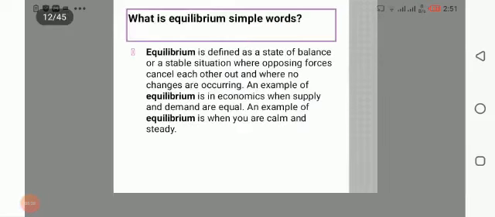What is equilibrium in simple words? Equilibrium is defined as a state of balance or a stable situation where opposing forces cancel each other out and where no changes are occurring. An example of equilibrium is in economics when supply and demand are equal. An example of equilibrium is when you are calm and steady.